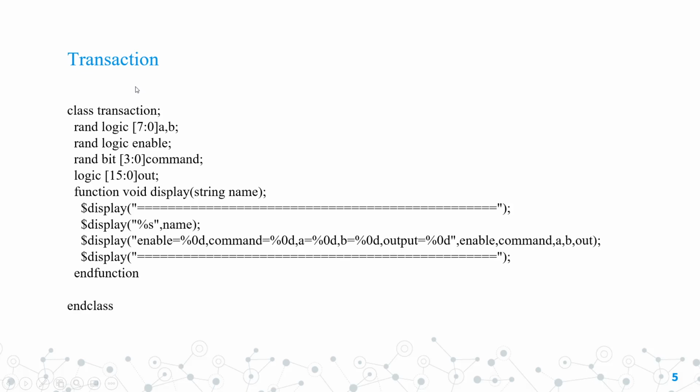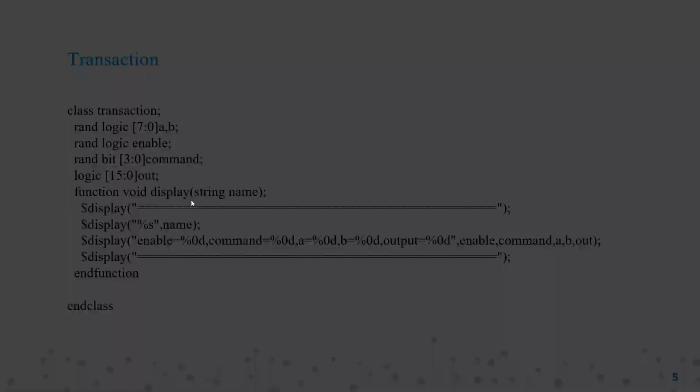Coming to my transaction class or packet class, first I have declared all the inputs and outputs, and as I am randomizing the inputs, I used the keyword rand to tell that these can be randomized and sent to the design under test. And I have also written a display function so that I can know which inputs and outputs are currently running in the device. I used a function called display.